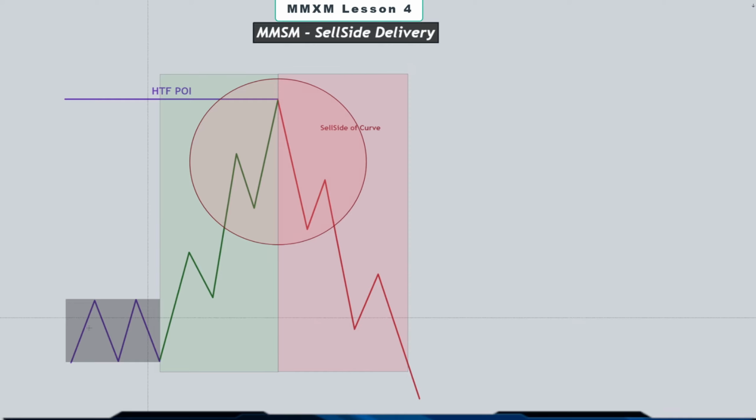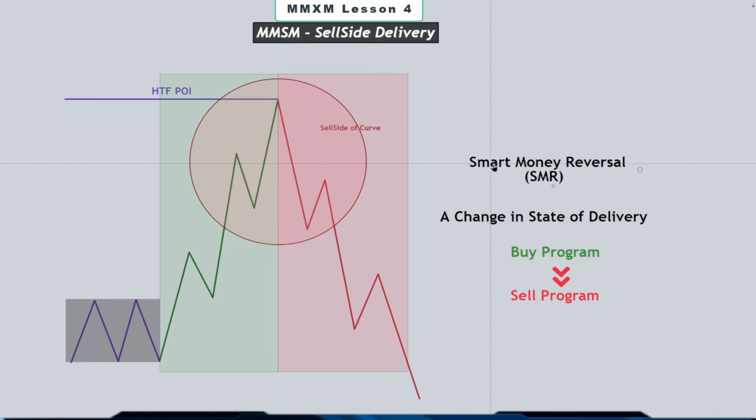Once price leaves its initial consolidation and is in a stage of delivering for the buy side of the curve on a market maker sell model, once it reaches the higher time frame point of interest, we then have a reversal. The reversal is called smart money reversal or SMR. What is a smart money reversal? A smart money reversal is a change in state of delivery. I will explain it in a bit.